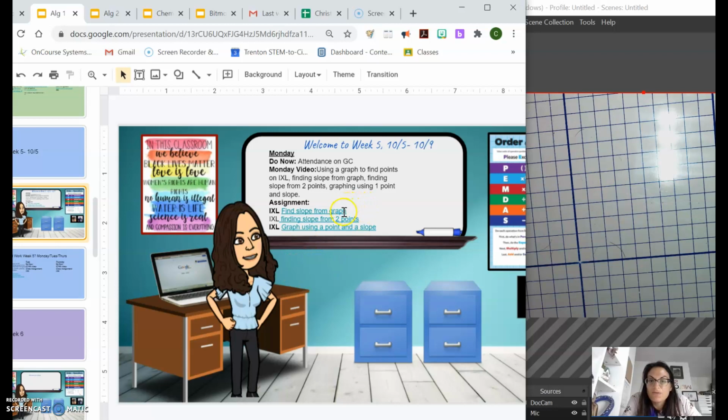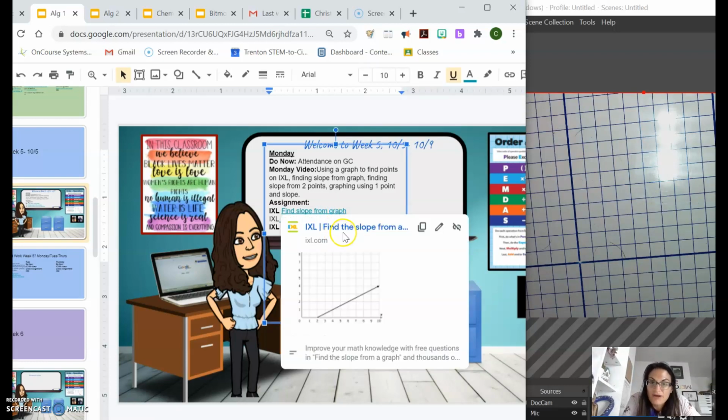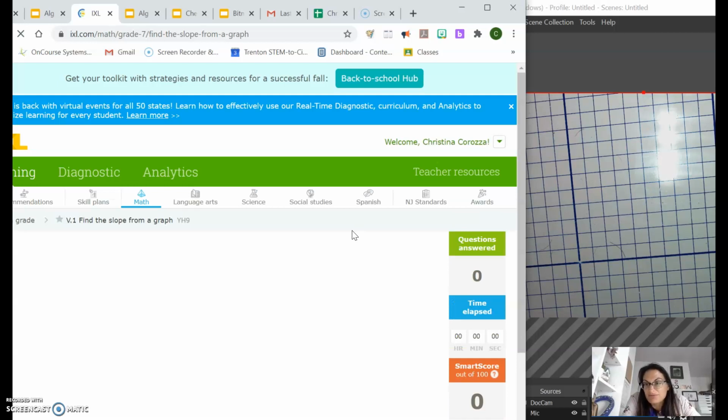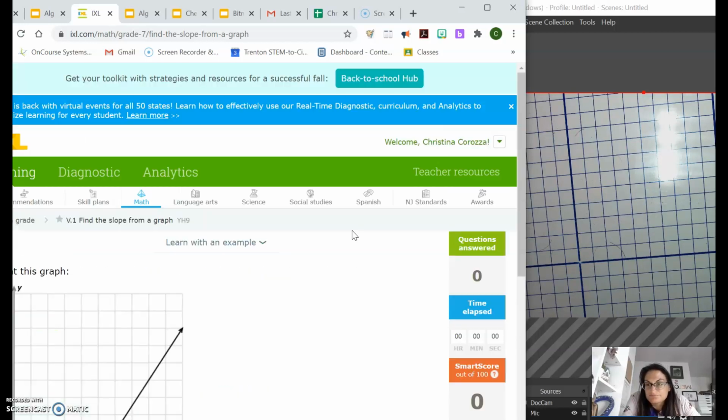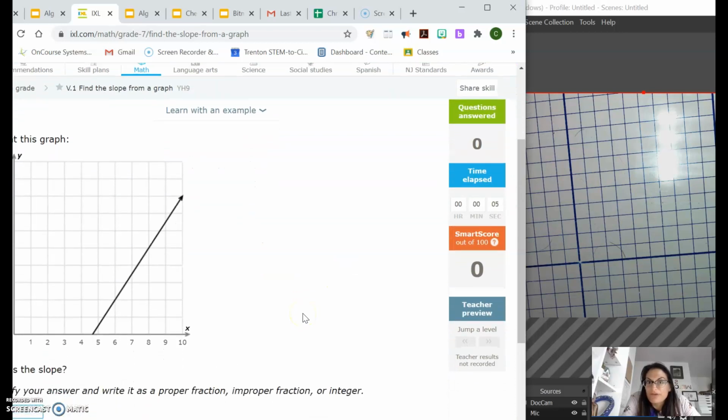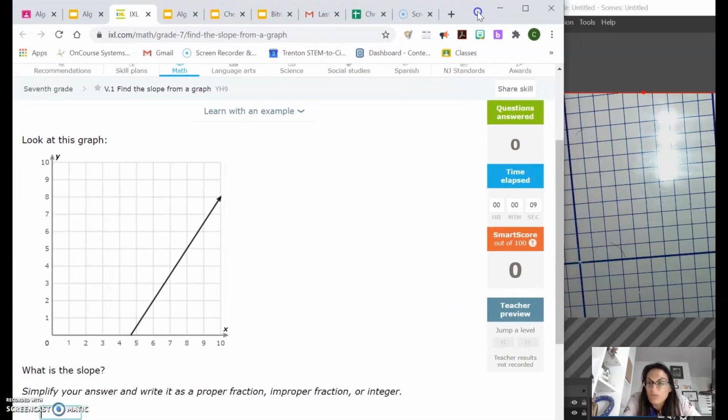Okay, so find slope from graph. Algebra 2, you had a heck of a time on this, so we're going to go through it. I'm going to log into my IXL from this link, not just right off the Chromebook. You're going to link from here. It's going to ask you to sign in, and it automatically logs me in. All right, so I'm going to look at the graph. I'm going to have to move my window a smidge. What is the slope?